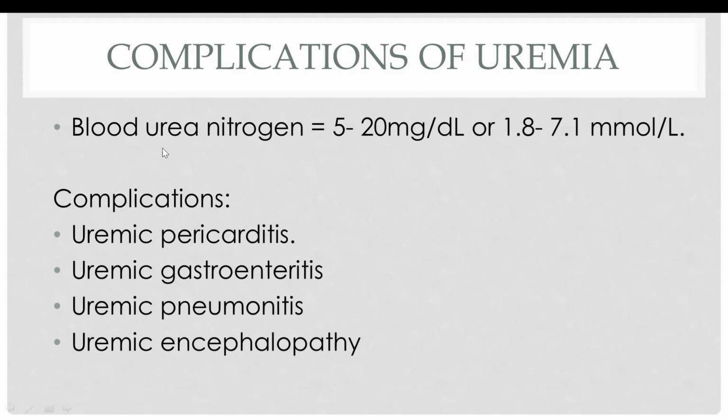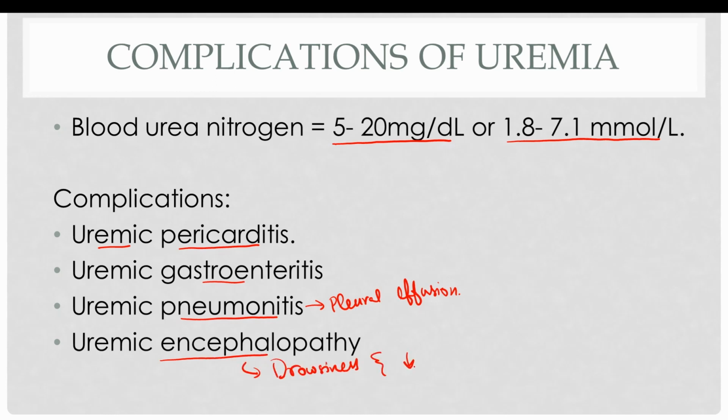Coming on towards complications of uremia. The normal level of blood urea nitrogen in blood is 5 to 20 mg per deciliter or 1.8 to 7.1 millimole per liter. So the complications include uremic pericarditis. Pericardium is the layer around the heart which gets inflamed, hence pericarditis. Uremic gastroenteritis, uremic pneumonitis, which also causes pleural effusion, and uremic encephalopathy, which is characterized by drowsiness and decreased cognitive functions.